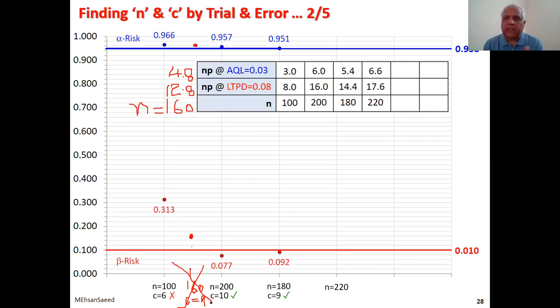That means 180 is about the limit. Perhaps there could be 170. I don't know. You have to work it out. But nothing below 160. That means now go on the other side. Go to 220.